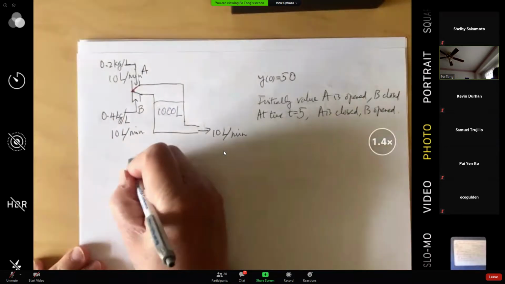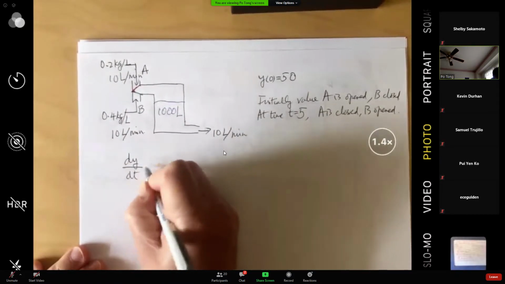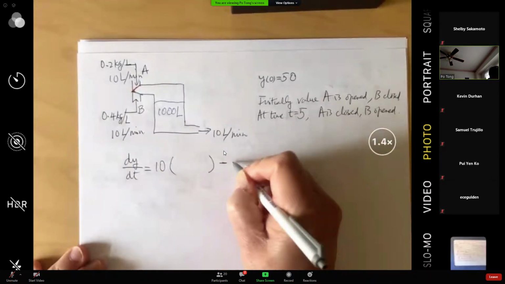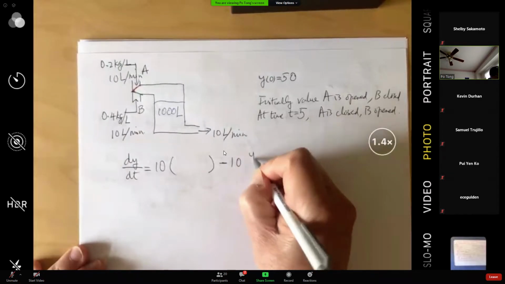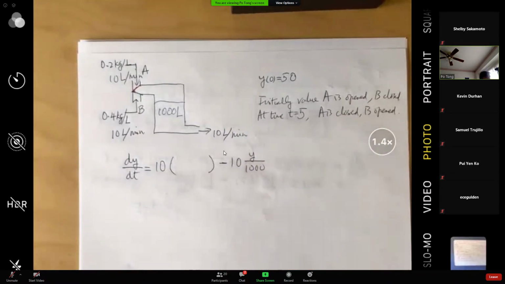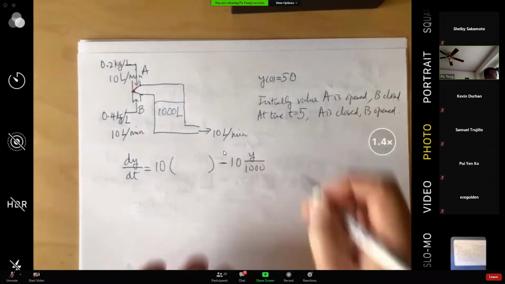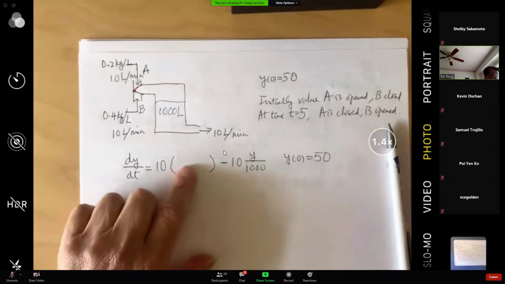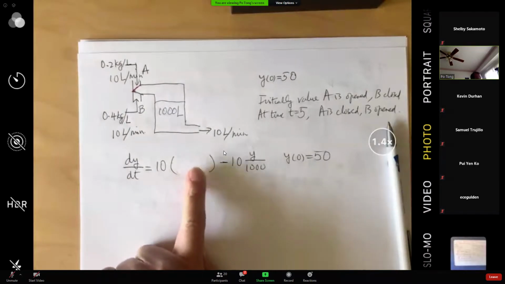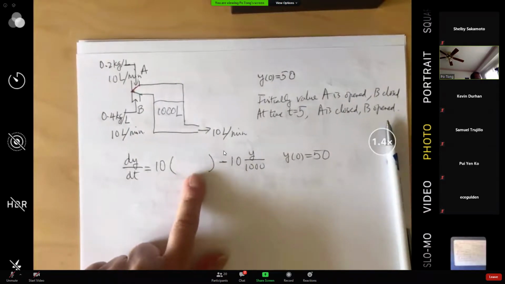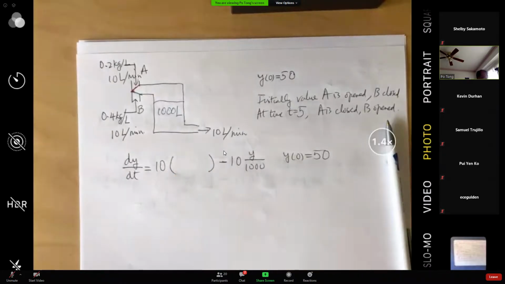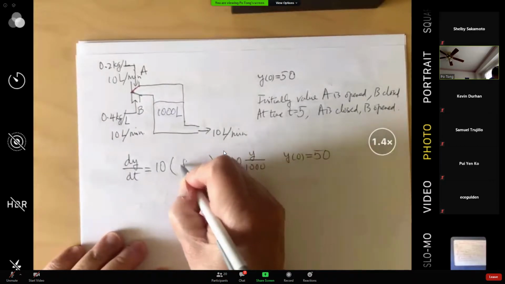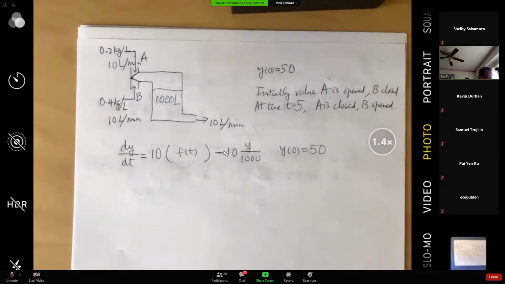So we will set this up. 10 times something minus 10 times y over 1000. It's just that this thing here is going to be troublesome, right? What is in here? Okay, this is some function of time. This guy is just some function of time. What is that function of time?